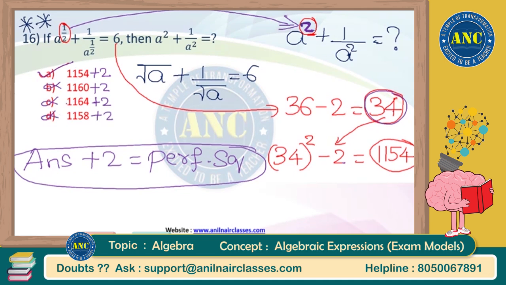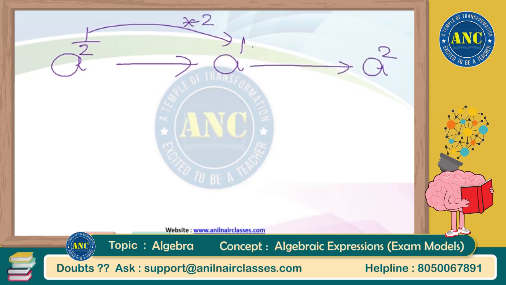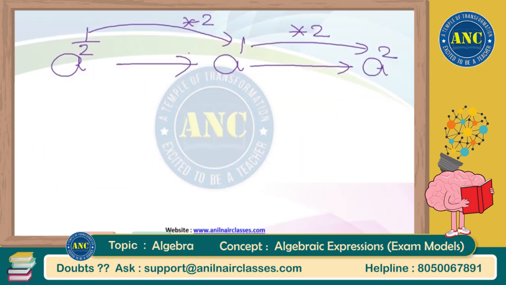You don't actually need to wait until you get to that particular iteration. Here I hope you are understanding, sir. A power 1 by 2, it is becoming a power 1 in the first iteration after doubling the power, and a power 1 is becoming a power 2 in the second iteration after doubling the power. What if it is a 10th iteration? You cannot keep on taking the right hand side, square it, subtract from 2 every time. You can do it actually, but it's a lengthier process. So we know that whenever the powers are getting doubled like this, answer added with 2 should always give you the perfect square.